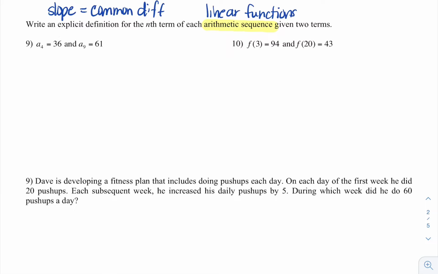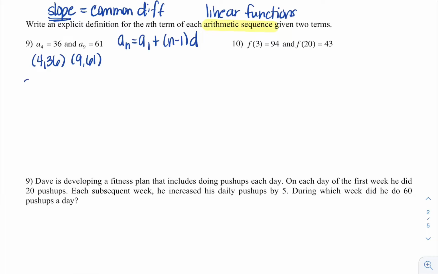So if you take a look in this problem, to be able to make the explicit definition, a sub n equals a1 plus (n minus 1)d, we're missing the first term and we're missing the common difference. Since I know it's an arithmetic sequence, to find the common difference, I'm going to find the slope. Maybe what might help you is if you rewrite this as the point (4, 36), instead of thinking of it as a sub 4 equals 36, and (9, 61). Now you can calculate the slope and then use that to make the equation of your expression.